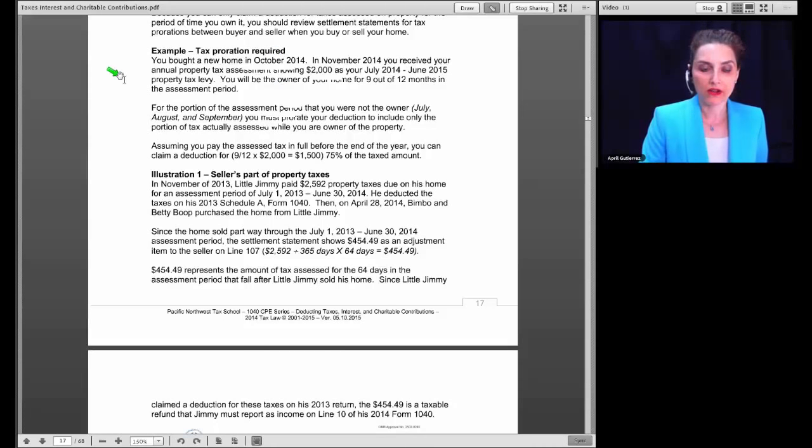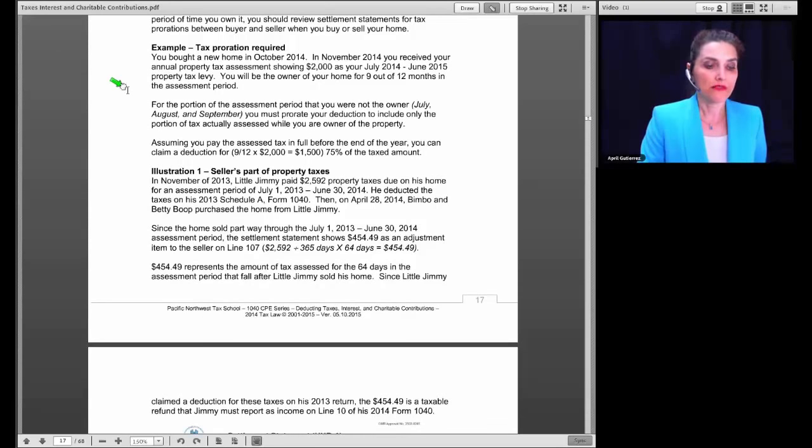Well, you can't claim a deduction for taxes that are not imposed on you or on property that you owned, and any portion of the tax assessed for a period where you didn't own the home was not assessed on you or on property you owned at the time, and therefore that part of the year would not be deductible to you.